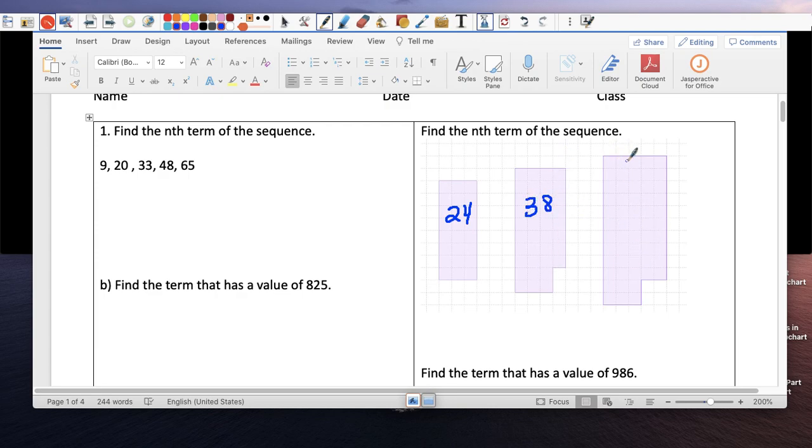This one is a 5 by 10. 5 times 1, 2, 3, 4, 5, 6, 7, 8, 9, 10. 5 times 10 is 50. It's 56. So let me write that down here. Let me cross this out. So the first term is 24. The second is 38. The third is 56.